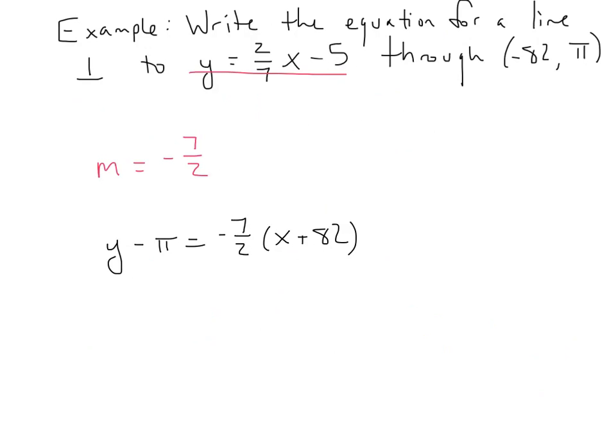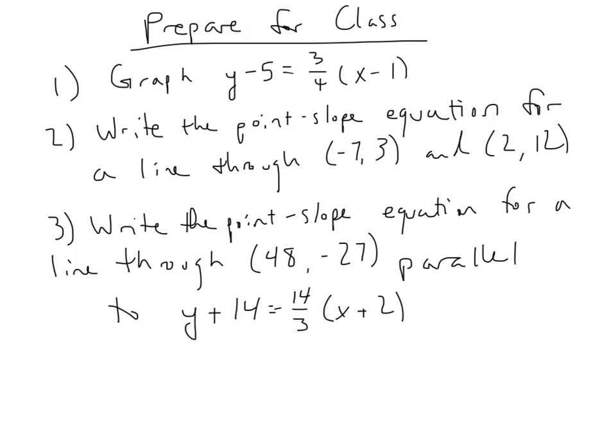And at this point I'll go ahead and give you your problems that I'd like you to prepare for class tomorrow. Okay, so for the first problem, please graph y minus 5 equals 3/4 times the quantity x minus 1. For the second, write the point-slope equation for a line through the points negative 7, 3 and 2, 12.